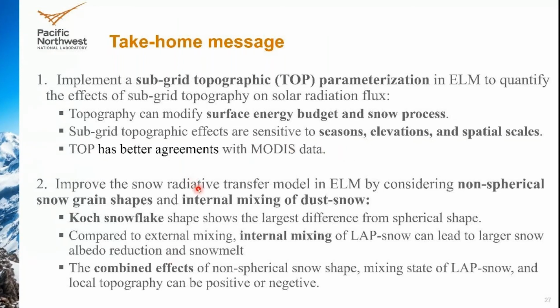The second study improved the snow radiative transfer model in ELM. Based on this improvement, we found that the koch snowflake has the largest difference from the spherical shape, and internal mixing can lead to larger snow albedo reduction and accelerate snow melt compared to external mixing of LAPs and snow. Finally, the combined effects of snow grain shape, mixing state, and topography can be positive or negative, depending on the specific conditions of a target pixel.